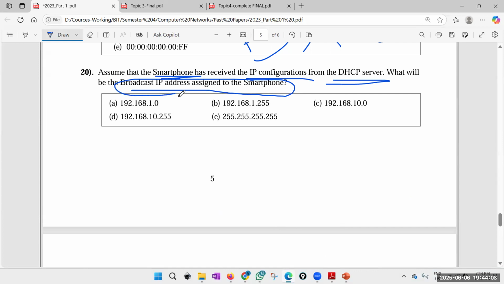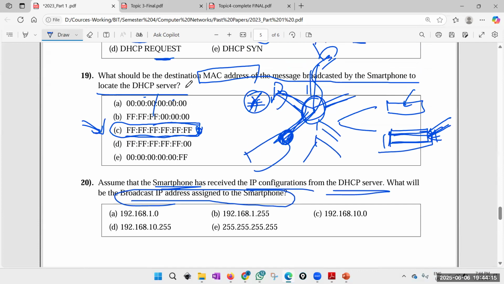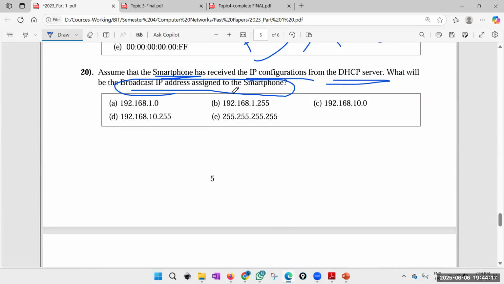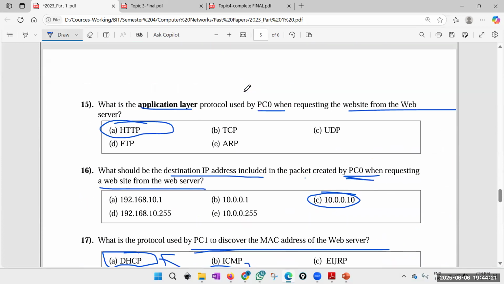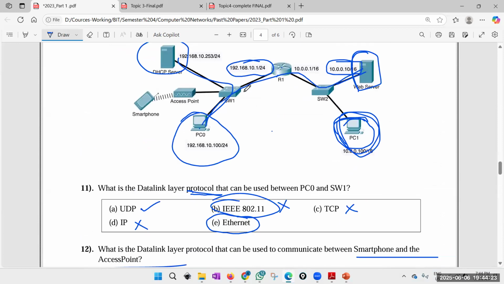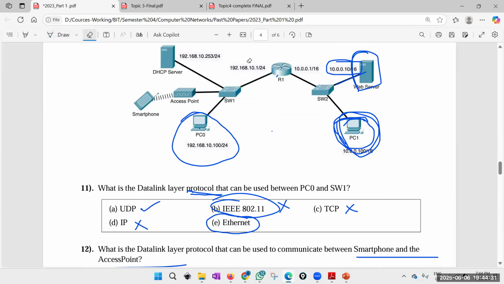So the broadcast IP address is not assigned to the smartphone. The broadcast IP address is assigned to the network. Okay, I think the wording is not correct. I think what the examiner is asking is the broadcast IP address of the subnetwork. So what is the IP address of this subnetwork, or the net ID? Because the net ID is the smallest one.